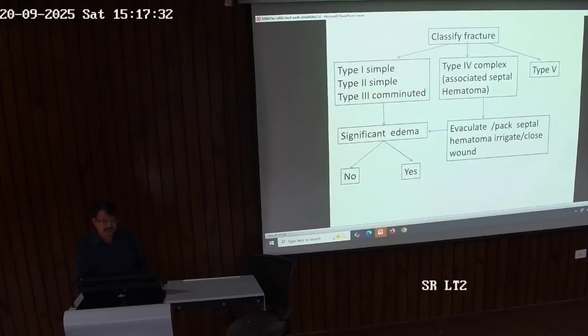How to classify the fracture? Type 1 simple, type 2 simple, type 3 comminuted, type 4 complex, and type 5. These are the types of fractures. In simple fractures, we discharge the patient after primary treatment, and in complex fractures, we evacuate and pack the septal hematoma, irrigate, and close the wound.